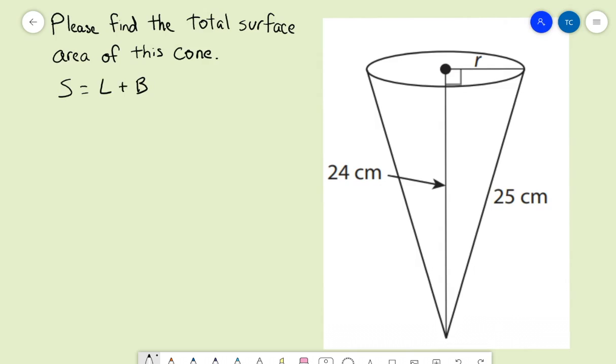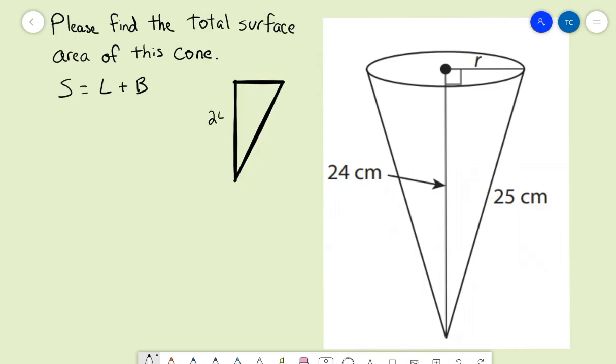Alright, so this time they've actually given us the slant height, so we're going to be in pretty good shape there. We do have a problem with the radius, though. We don't know what that is. So even though we got the slant height this time, the radius is not known, and we're going to have to know the radius. That's kind of a big part of this whole deal.